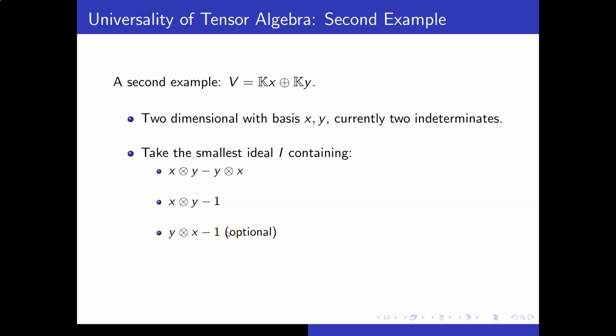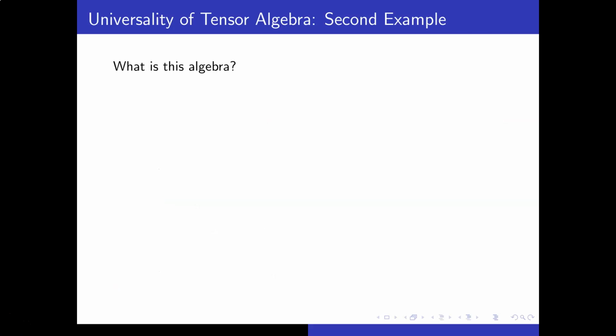Now, we're going to take an algebra where we take the tensor algebra on V with these two basis vectors x and y, and we're going to mod out by this ideal, and we want to figure out what this thing looks like. Okay, so what is this thing? The idea is to start with your tensor algebra and determine what the ideal does to it when you take the quotient.